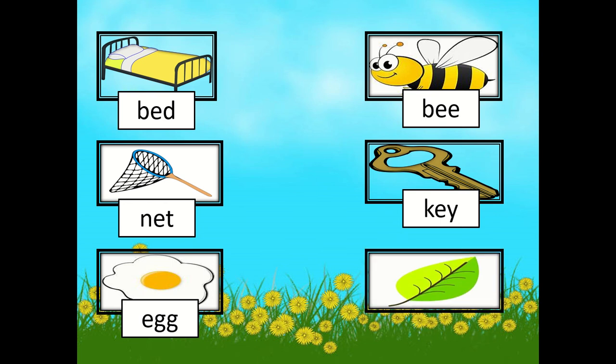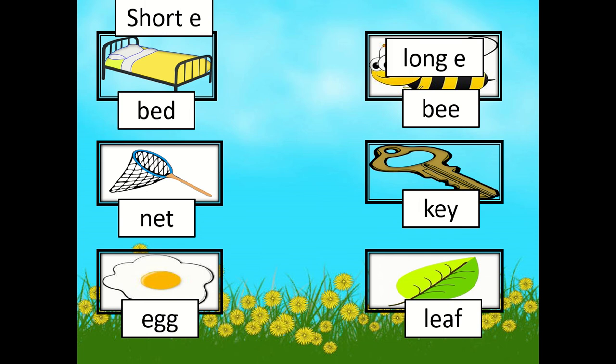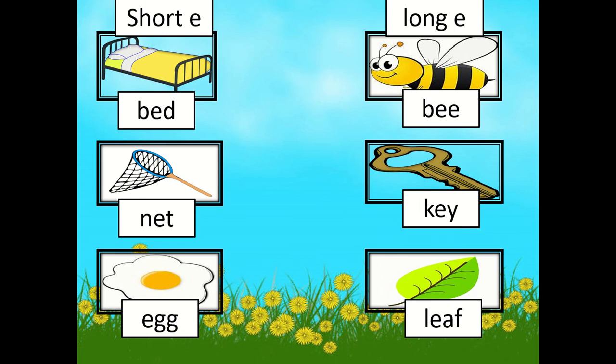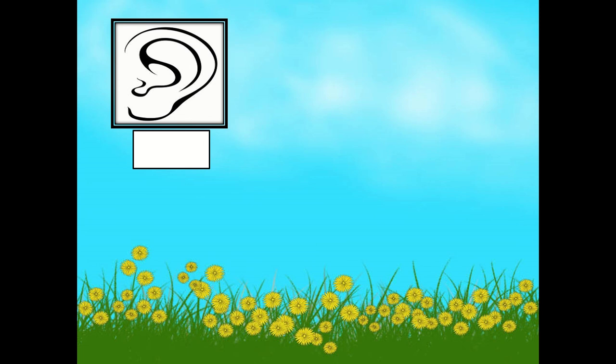And the last picture, we have your leaf. Leaf. So what sound do you hear in the word leaf? Is it the E or the E sound? Very good. It is the E sound. Now let's take a look at some examples of words that have the long E sound. We have your, very good. This is ear. Ear. So the word ear has the long sound of E.